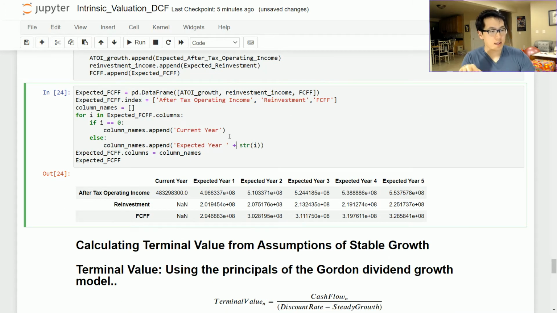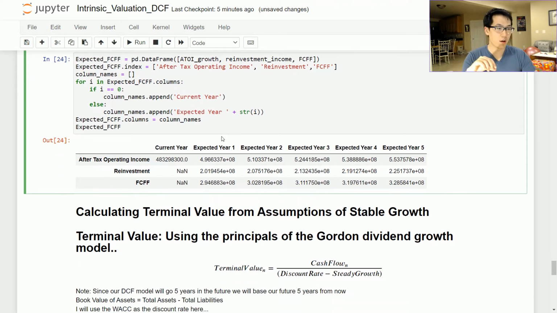Now, the very next step to do is to discount our cash flows, our free cash flow to the firm, for the very first 5 years, or 10 years if you want to go 10 years into the future. But there are some caveats to that, but that's for another video.